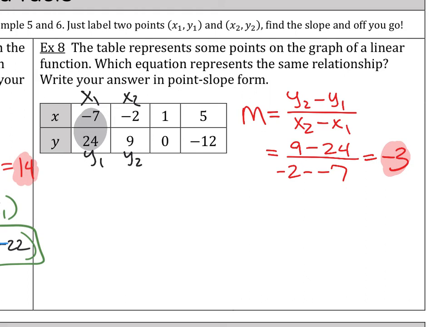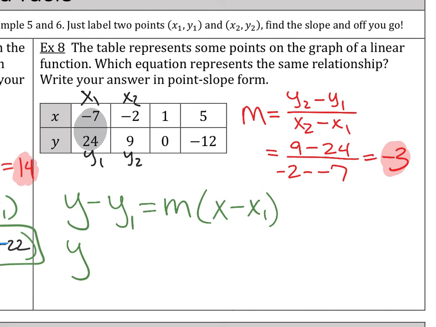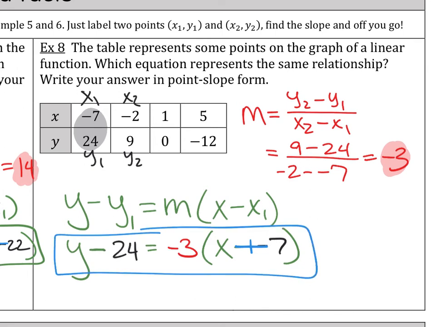We write down our equation in point slope form: y minus y1 equals m times x minus x1. Yes, you must write it down every time. When we substitute our stuff in, this is going to be y minus 24 equals -3 times x minus -7, and then minus a minus is plus. Voila. We're good. What are our questions?